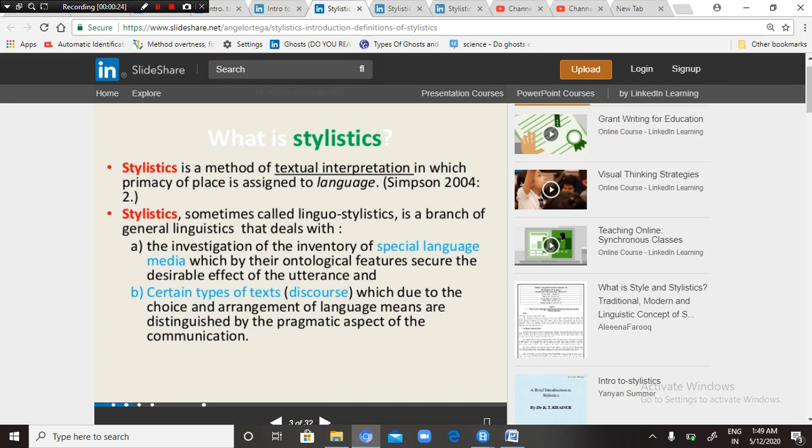Stylistics, sometimes called linguo-stylistics, is a branch of applied linguistics that deals with the investigation of the inventory of special language media, which by their ontological features are able to describe the effect of the oddness and certain types of text discourse, which, due to the choice and arrangement of language means, are distinctive in the problematic aspects of communication.